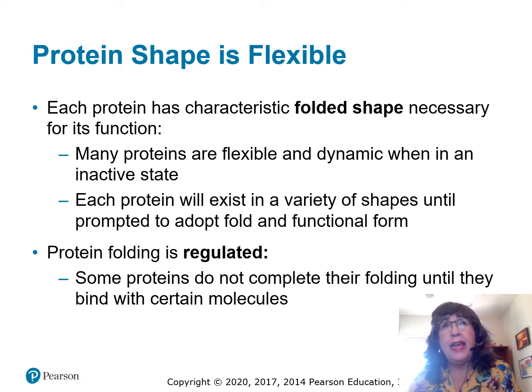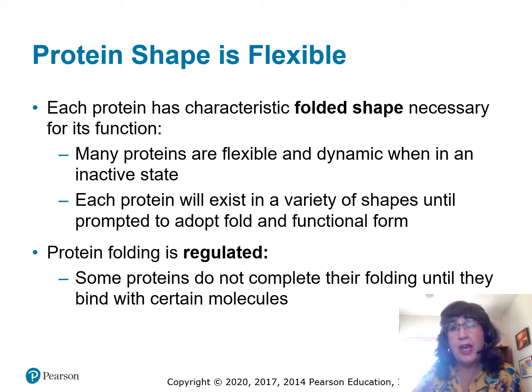Each protein has a characteristic folded shape necessary for its function. So notice here that the continuous theme is that shape is important for function. Many proteins are flexible and dynamic when in an inactive state. Each protein will exist in a variety of shapes until prompted to adopt a folded and functional form. So shape changing is very common among proteins, and in fact, that can be a trigger to turn a chemical reaction on or off. So protein folding is regulated and shape changing is very common, and we'll talk about it in future chapters.